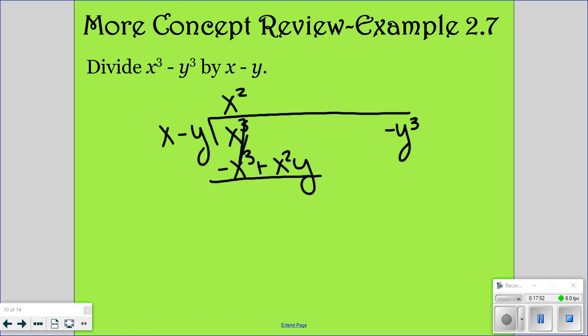And this one should always cancel out. And so there's nothing up here, so we just have an x squared y. So x times what gives us x squared y? Well, that should be plus xy.